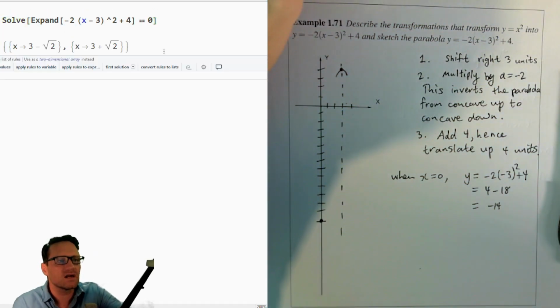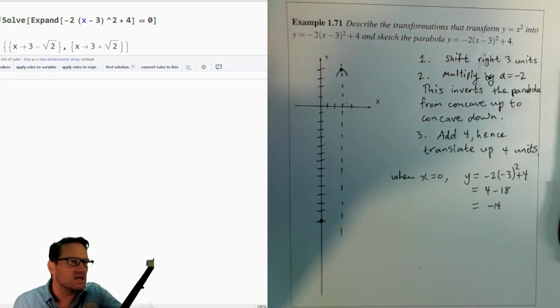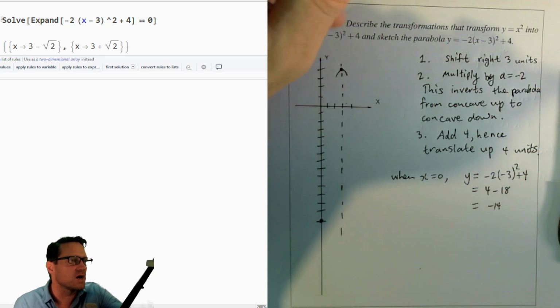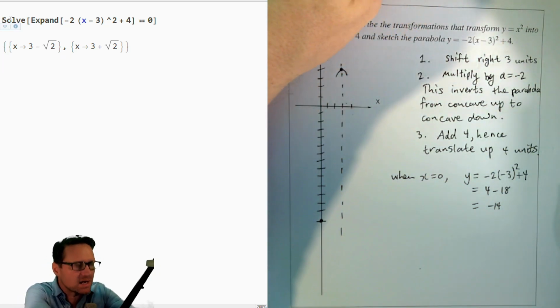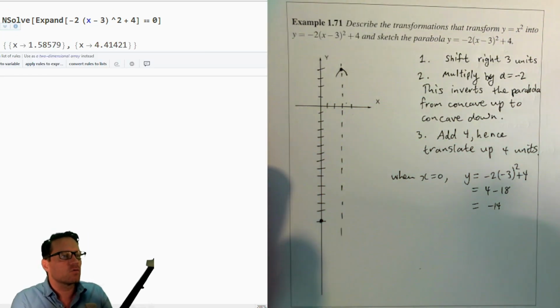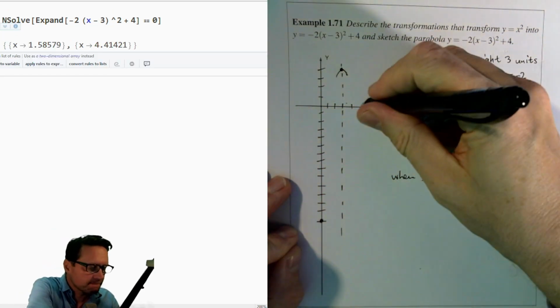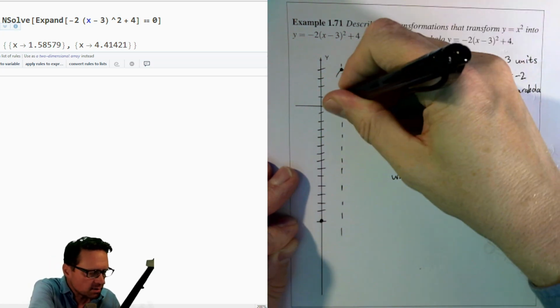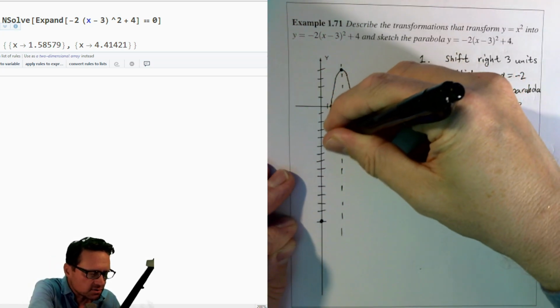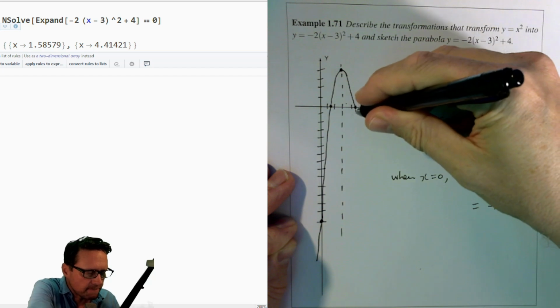Okay, and I can see that I have 2 real roots, 3 plus the square root of 2 and 3 minus the square root of 2. Now I want a numerical approximation of those so I can indicate where they are on my graph. So I have 4.41, that'd be roughly there. And then I have 1.58, around about there. Okay, which allows me to finish sketching this parabola, something like that.